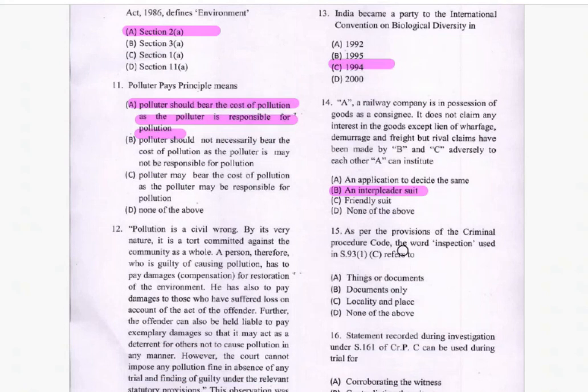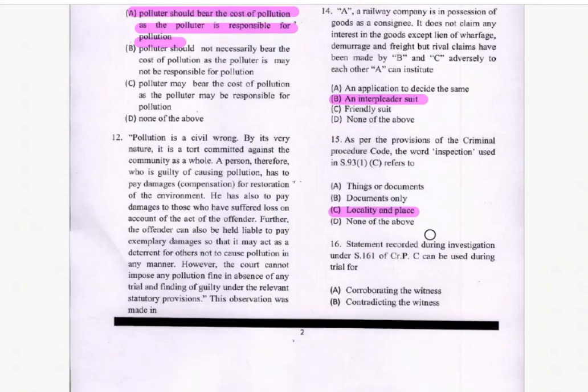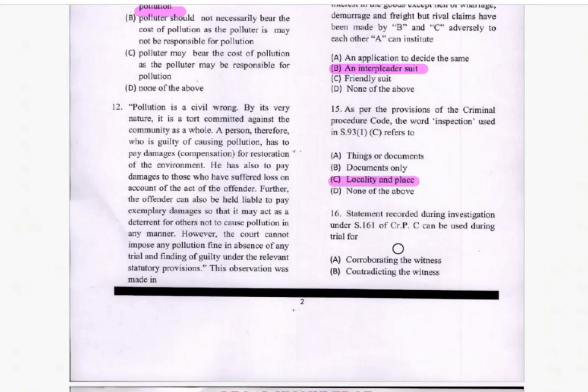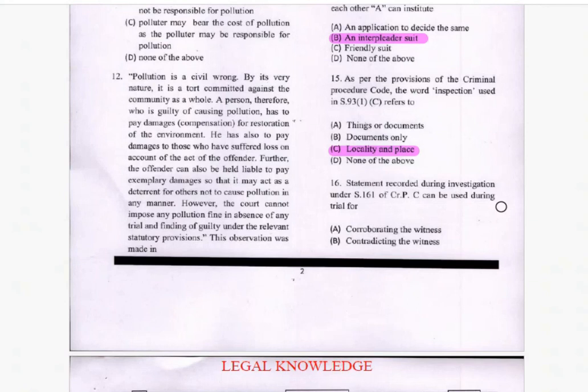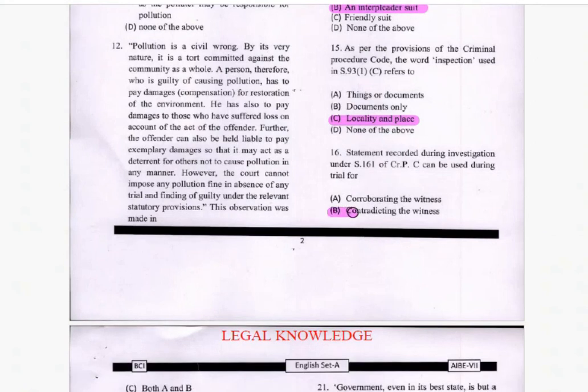As per the provisions of the Criminal Procedure Code, the word inspection used in Section 93, Clause 1(c) refers to locality and place. You will easily find this in the bare act because these are few direct questions. Similarly, a statement recorded during investigation under Section 161 of CrPC can be used during trial for contradicting the witness.